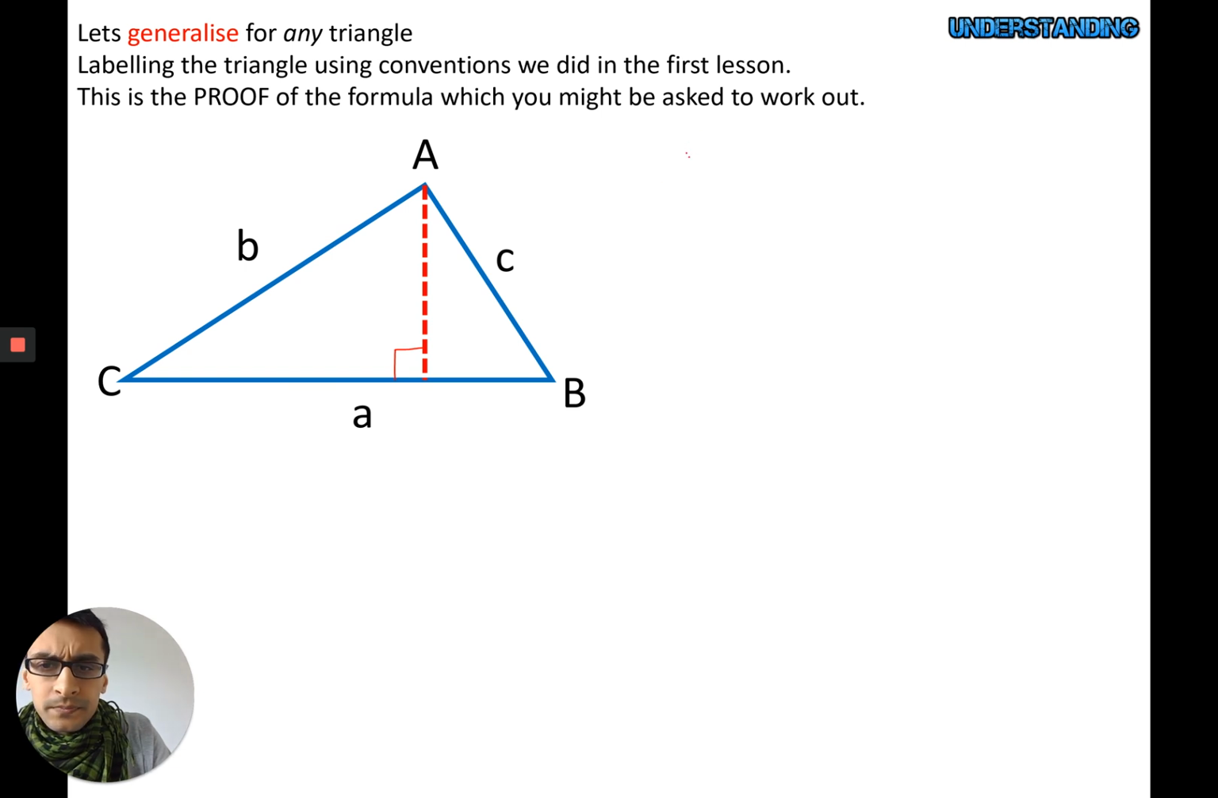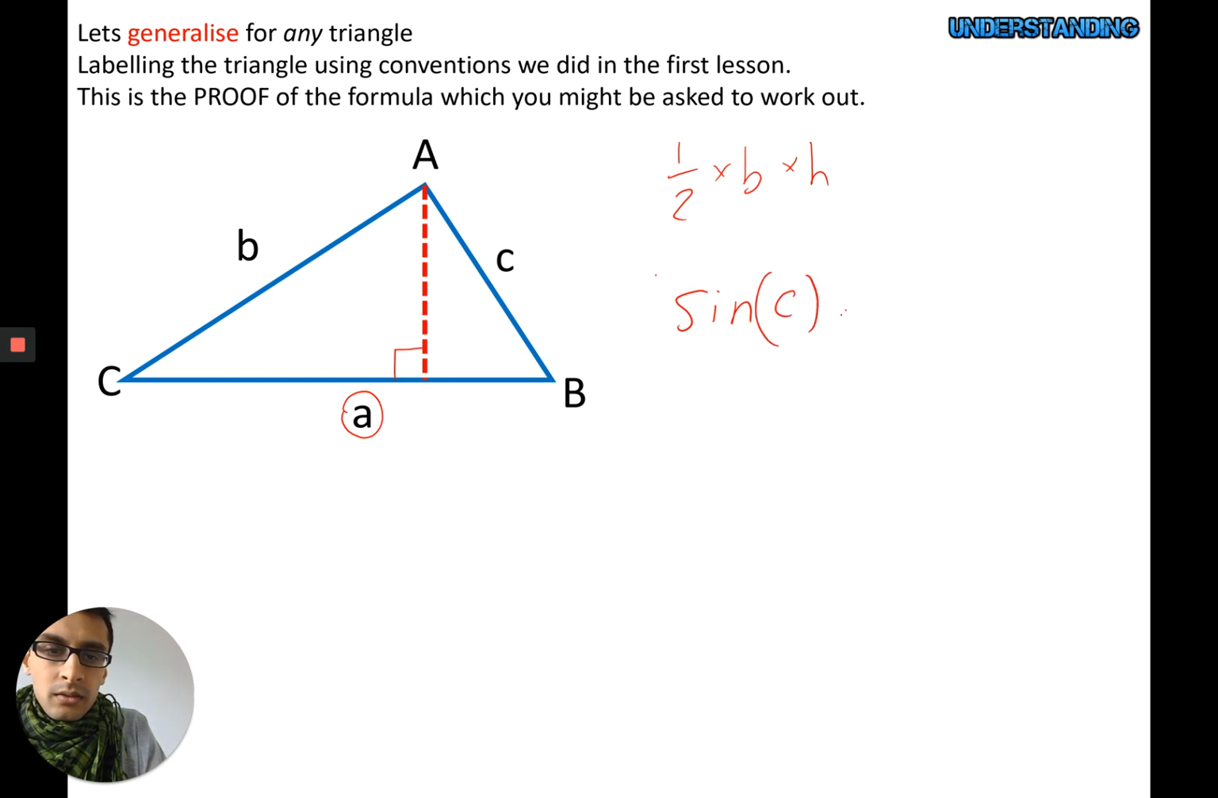So the proof is, I know the area is half times base times height. I can then say the base in this case is A, and the height, using what we did from the previous slide, we're going to need to work out. So the height is going to be, we can write sine C equals the opposite side. We're just going to call this opposite, which is the height, over A.